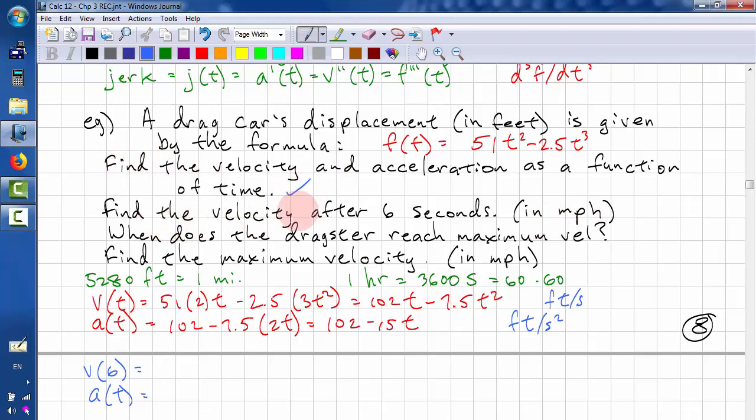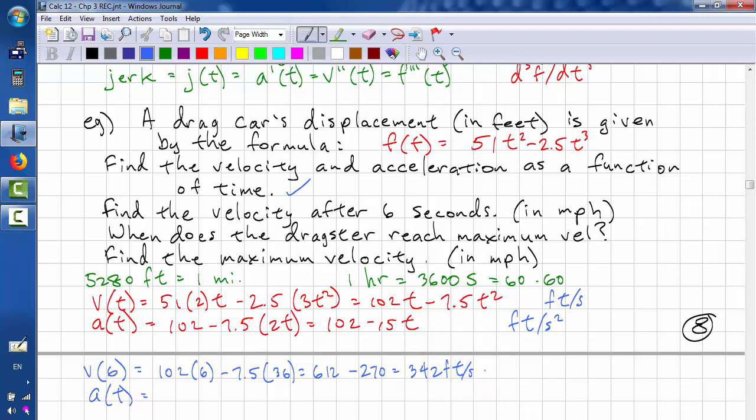Now we have to do this, find the velocity after 6 seconds. So it's just v of 6. We just plug 6 into here. So we have 102 times 6 minus 7.5 times 6 squared, that's 36. That gives us 612 minus 270. That gives us 342 feet per second.